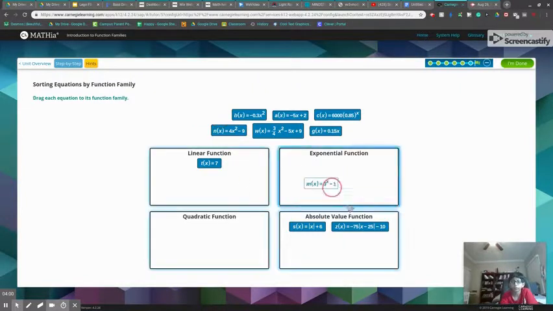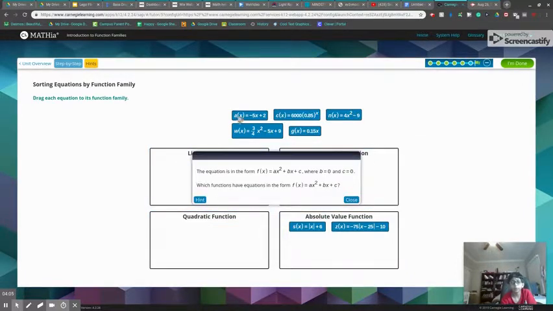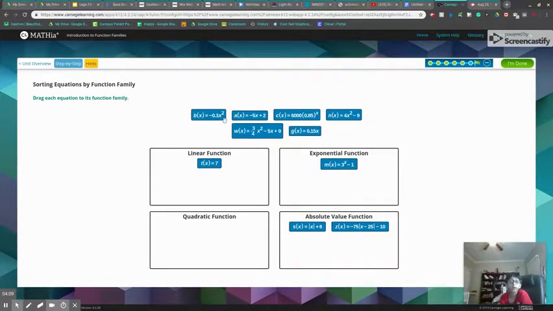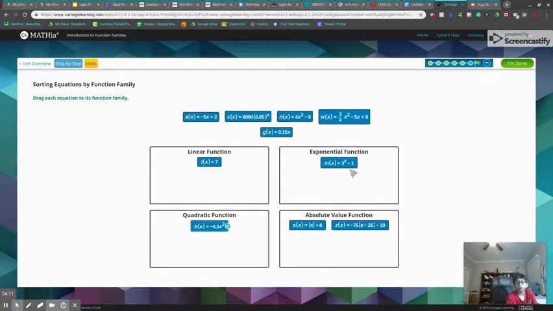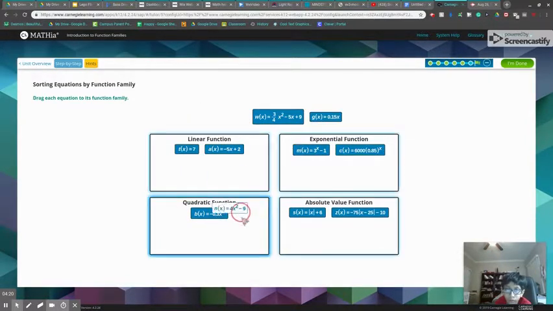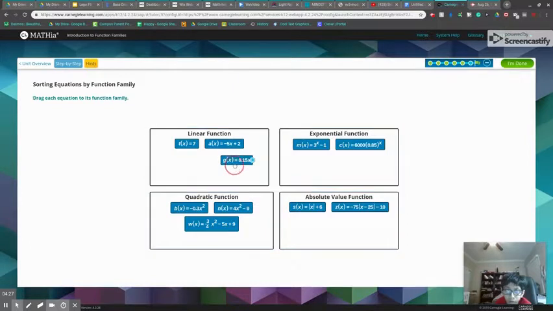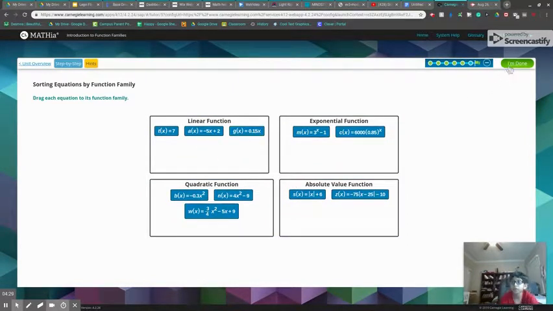Okay, that has an exponent, so that's exponential. That is also exponential. Oh, wait, I forgot. It's squared. In exponential, it has to be x. Okay, that's going to be linear. That's going to be exponential. That's going to be quadratic. That's going to be quadratic. And that's going to be linear. Okay. I think that's it.